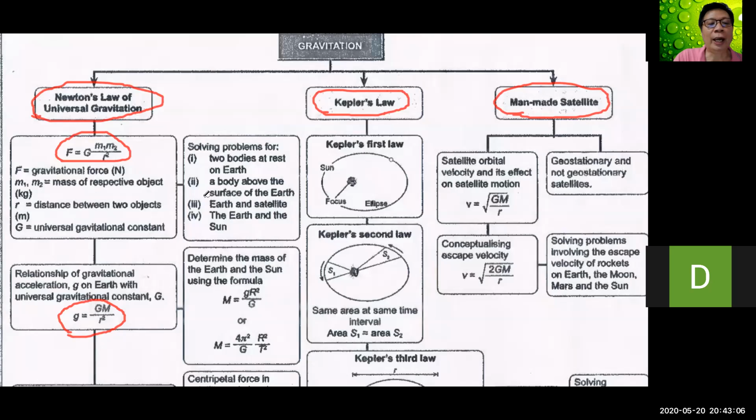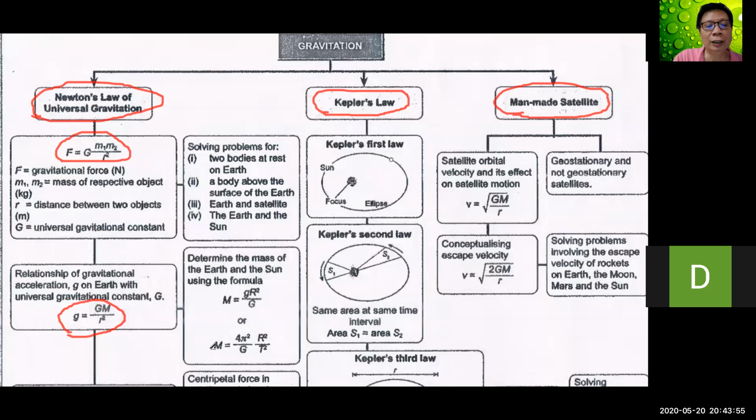Then for the gravitational force formula, you are supposed to know how to solve the problem. Two bodies at rest, two objects, an object above the surface of the earth, you also learn how to calculate the force. Another one is the force between the earth and the satellite, also two objects. And even between the earth and the sun, also two objects. You can calculate the force between the earth and the sun. So these are the things you have learned.